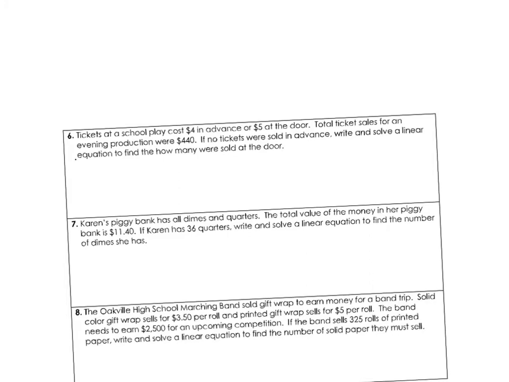So that's going to be our two variables, because we need to know how many tickets. So we're going to say that X is the number of advance tickets, and that Y is going to be the number of tickets at the door. So we know that you're charging $4 for advance, so 4 times X, plus $5 per ticket at the door, so 5 times Y. And their total sales were $440.